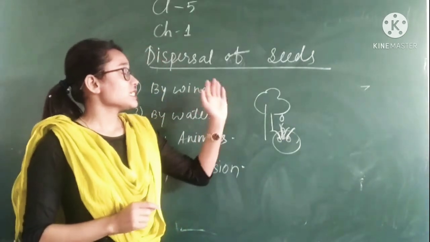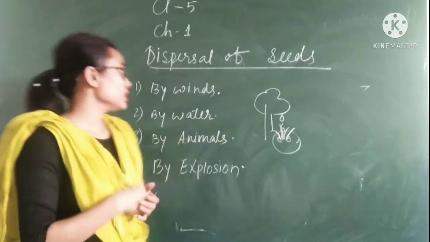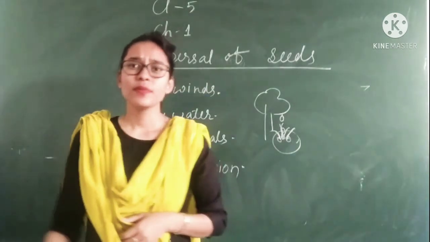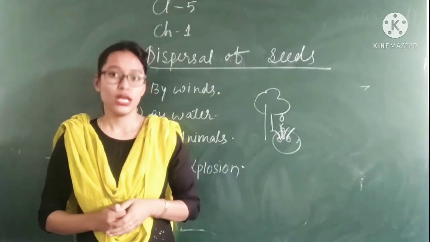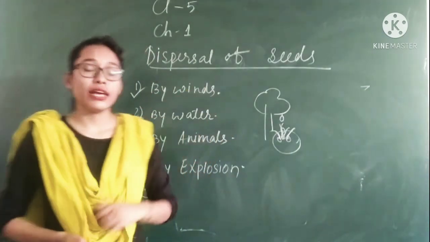Seeds are dispersed by nature in several ways. We will discuss them. The first one is by wind. Some seeds are very light in weight, so what happens? They are carried away by winds.